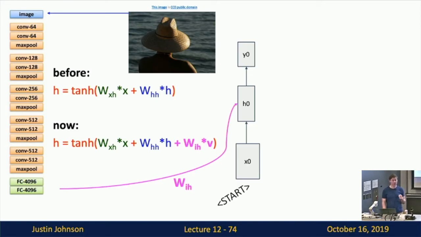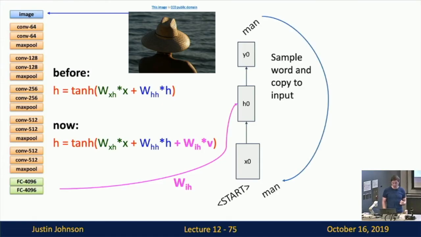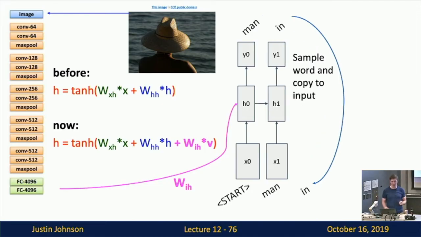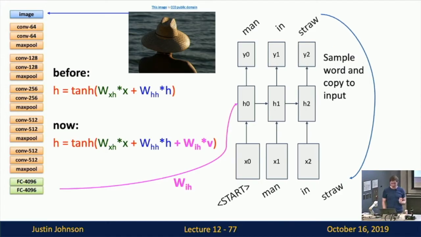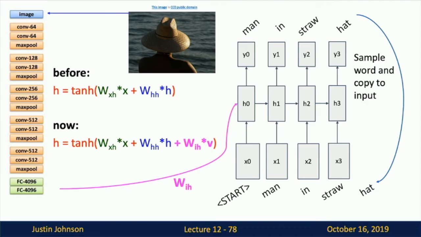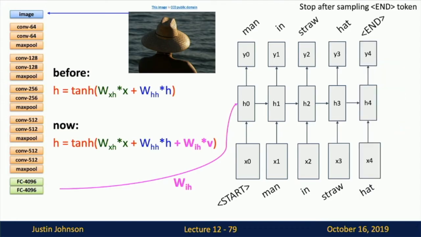After that, things proceed very much like they did in the language modeling case. At test time, this is going to predict a distribution over the tokens or the words in our vocabulary. We sample from that distribution to get the first word, in this example, man. We pass that back to be processed by the recurrent neural network as the next element of the input sequence, sample the next word, and this repeats. So this would be man, in, straw, hat, and then here's the answer to your question, a special token called stop or end.